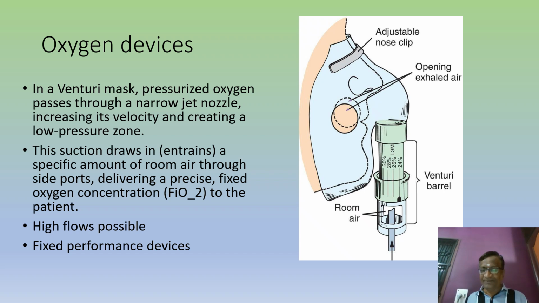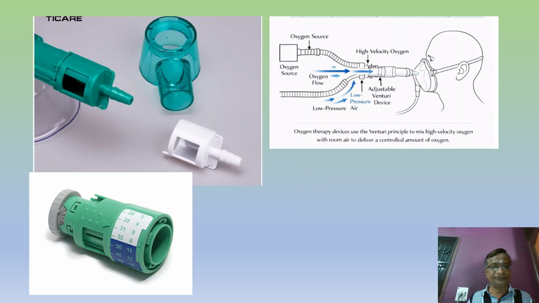Now, if you breathe like that, the inspiratory flow rate is high, so our routine mask may not give that flow rate. But the Venturi mask will give a high flow rate because of the entrainment. And the FiO2 we have fixed at 30% means 30%, whatever the inspiratory flow rate. This is because of Bernoulli's principle. That is why it is called a fixed performance device.